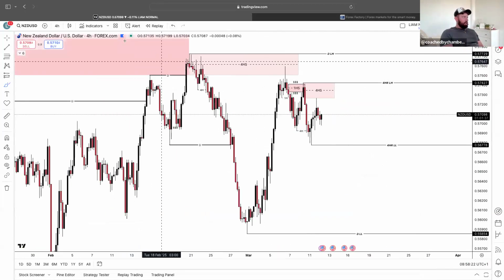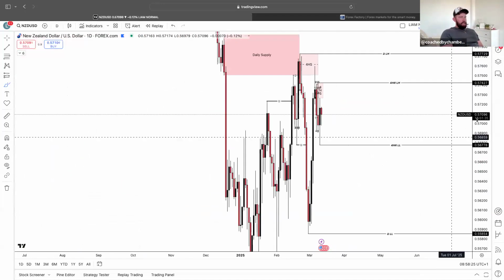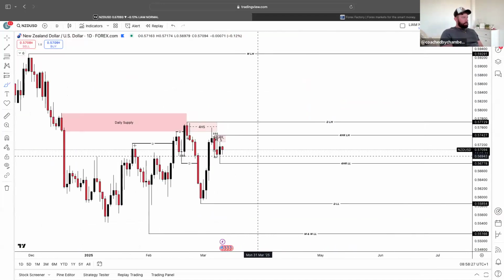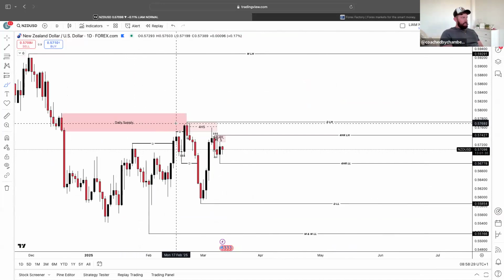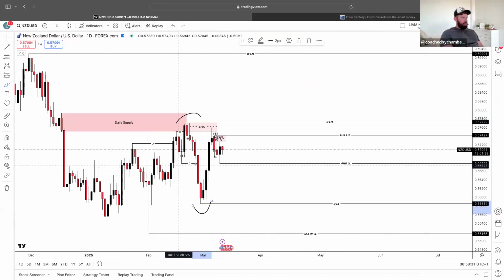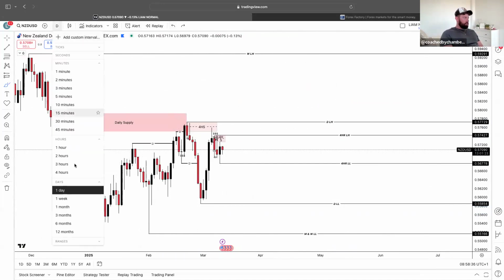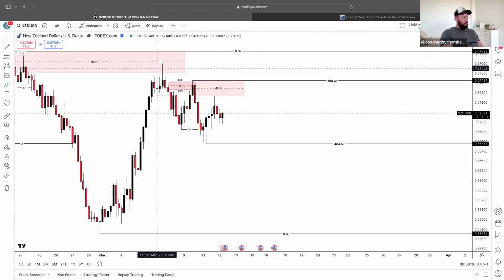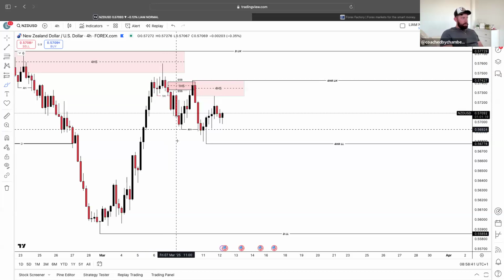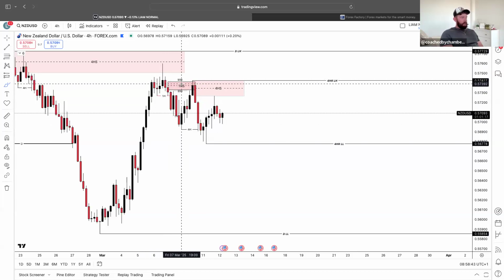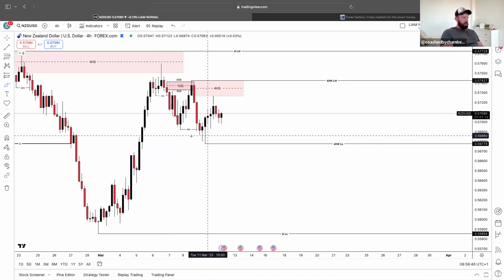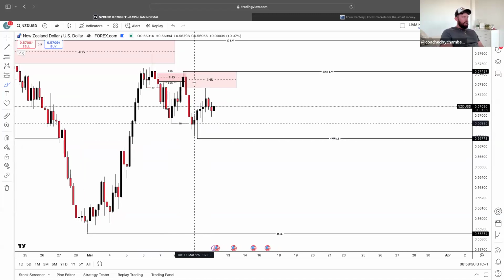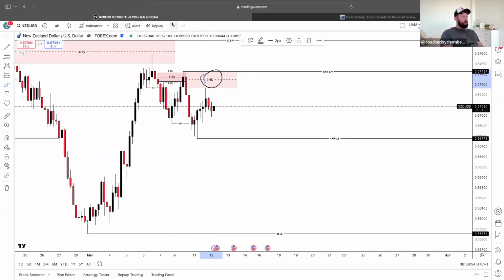NZDUSD. So NZDUSD, I said it yesterday, that was in this daily supply. We had this daily range from here to here. This is our daily change of trend. And I obviously mentioned yesterday that we tapped into this 4-hour supply, so let's just drop down. Which we obviously did last week. And then we had this movement away, tapped into this 1-hour supply, which I mentioned as well. And then we had this 4-hour break of structure. So as mentioned yesterday, we wanted the market to retrace into this 4-hour supply area, which we have done.